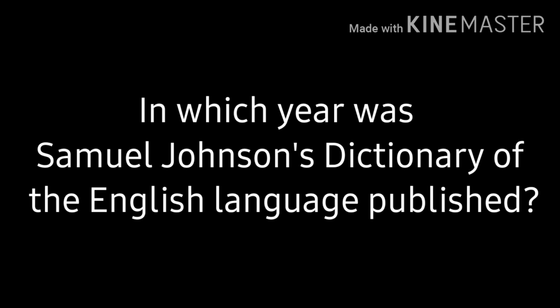In which year was Samuel Johnson's Dictionary of the English Language published? One who compiles a dictionary is known as a lexicographer, and the dictionary itself is known as the lexicon. As far as the English language is concerned, the first person to have written a dictionary in the English language was Dr. Samuel Johnson. He published his dictionary titled Dictionary of the English Language, and this incidentally was the first dictionary that we have in English language. And the question seeks to know in which year it was published.